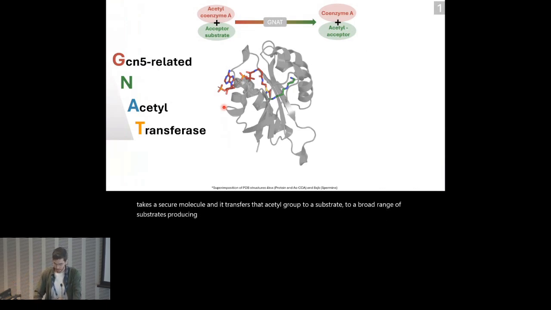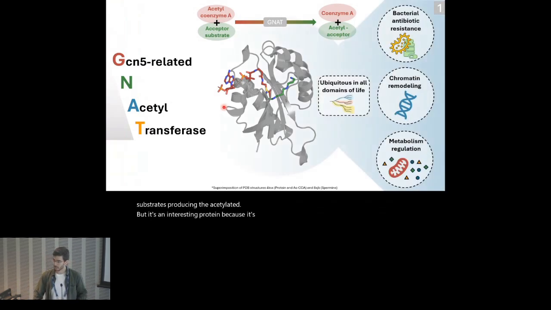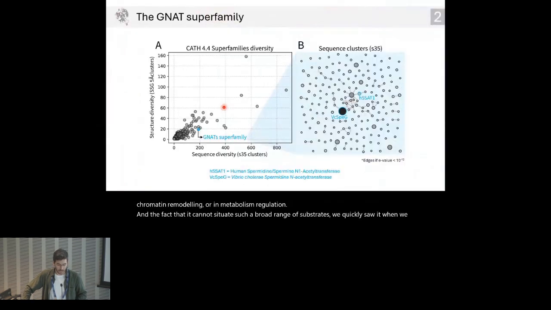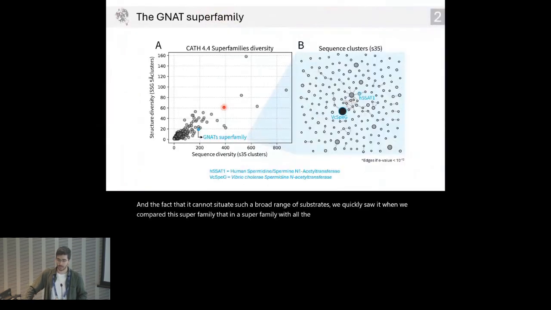producing the acetylated substrate. But it's an interesting protein because it's ubiquitous in all domains of life and it's involved in many different functions. Just to list a few, it's involved in bacterial antibiotic resistance, in chromatin remodeling, or in metabolism regulation. And the fact that it can acetylate such a broad range of substrates, we quickly saw it when we compared this superfamily, the GNAT superfamily, with all the other superfamilies we have analyzed in CATH. We quickly saw that it ranks amongst the most sequence and structure diverse superfamilies.